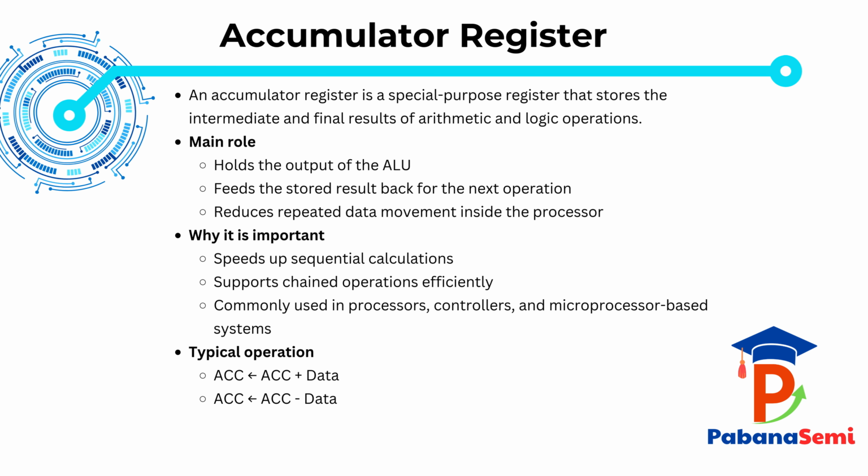When the ALU performs an operation, the result is stored in the accumulator. This stored value can then be used again in the next operation, allowing calculations to be performed efficiently. Because the accumulator holds and reuses results, it reduces unnecessary data movement inside the processor and speeds up sequential calculations. A typical operation is ACC equals ACC plus data or ACC equals ACC minus data.